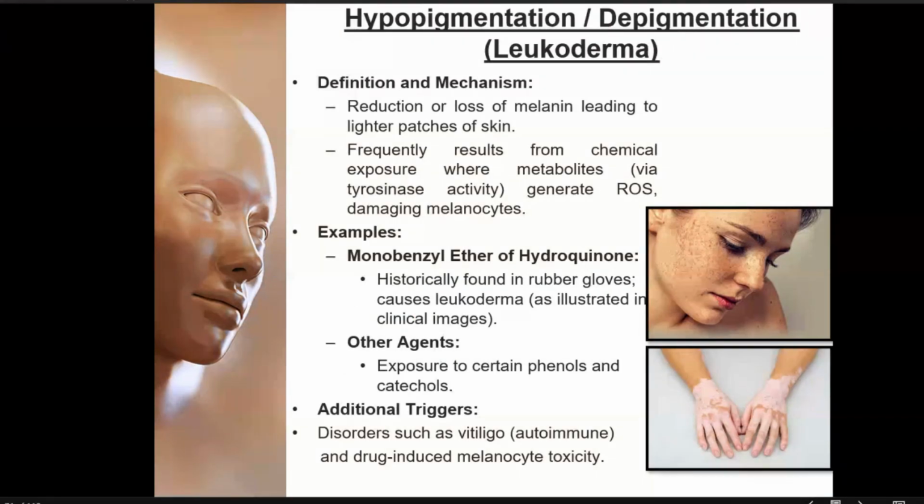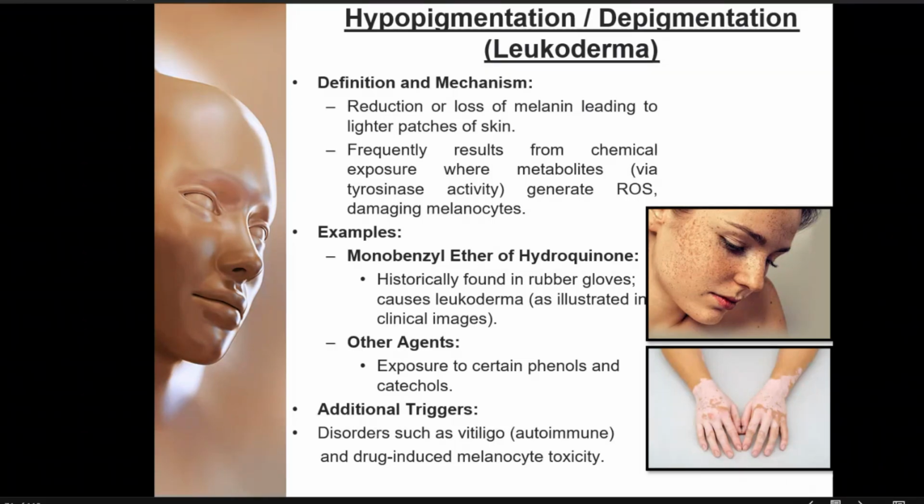This is another disease of the skin, hyperpigmentation or depigmentation. Reduction or loss of the melanin, leading to lighter patches of the skin, frequently results from chemical exposure, where the metabolite via tyrosinase activity generates reactive oxygen species which damage the melanocyte. And due to the damage, it affects the production of the melanin, which leads to the skin disease.